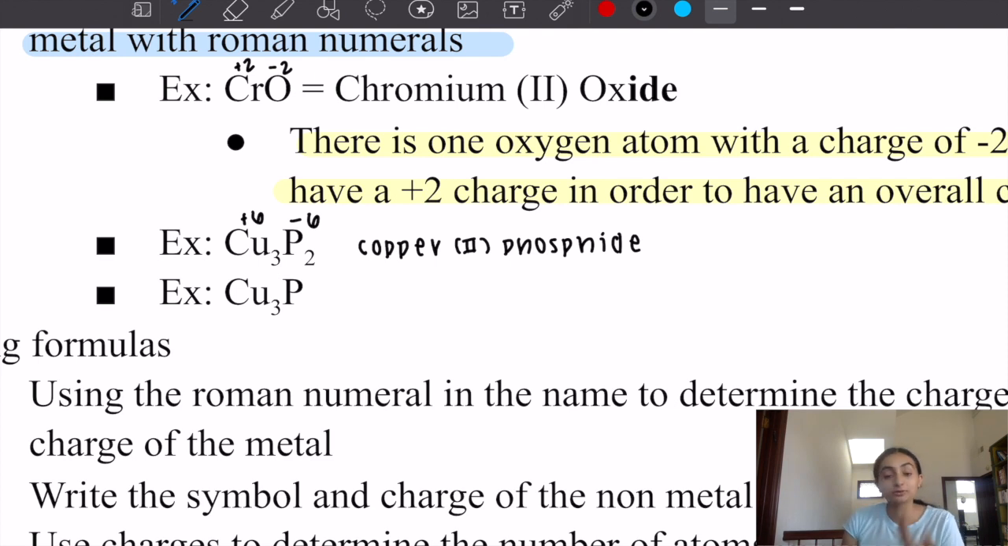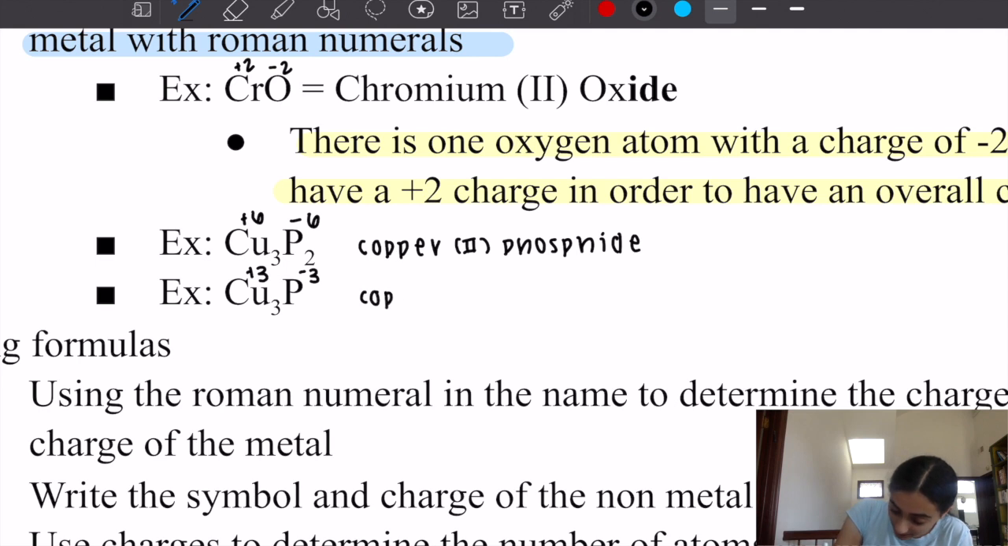Now in Cu3P, we still have 3 coppers, but you can't assume that it's copper 2 because the amount of phosphorus is different. So now we have just a -3 charge on the phosphorus instead of a -6. And if we still have 3 coppers, that means that each copper only has a +1 charge instead of a +2 charge, because we need to have a total of +3 in order to balance out the -3 and make the overall charge neutral. So the formula for this, we would be using copper 1.